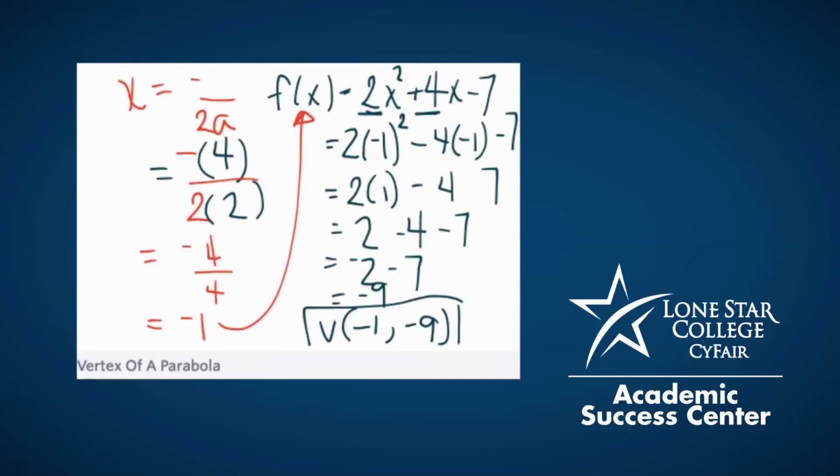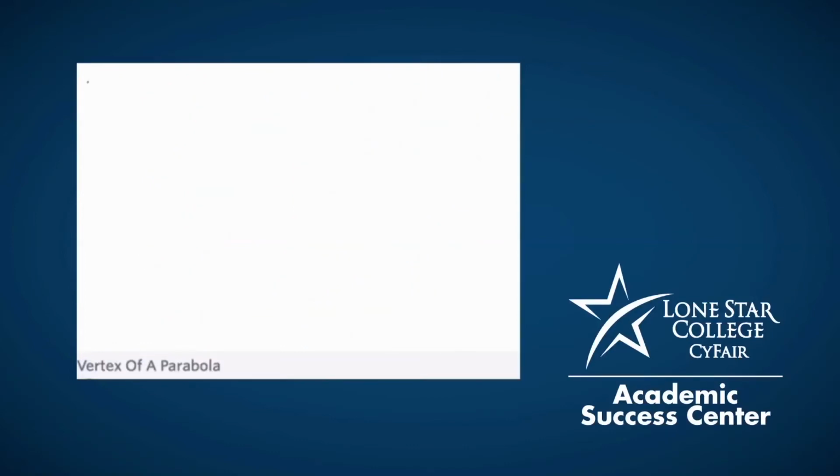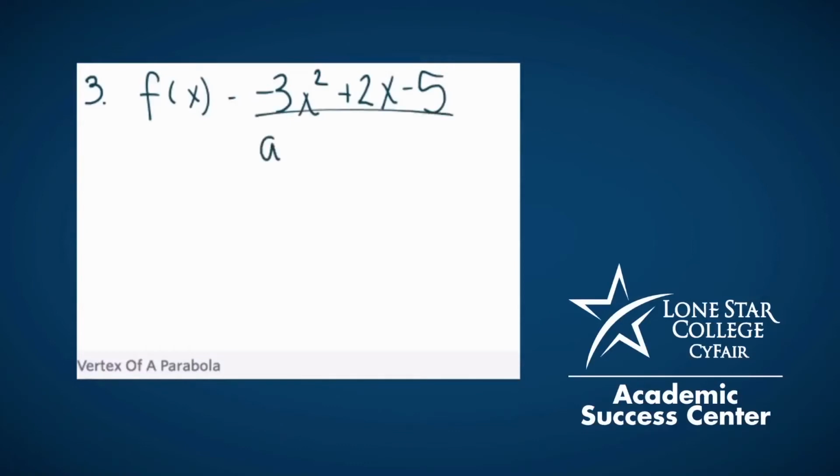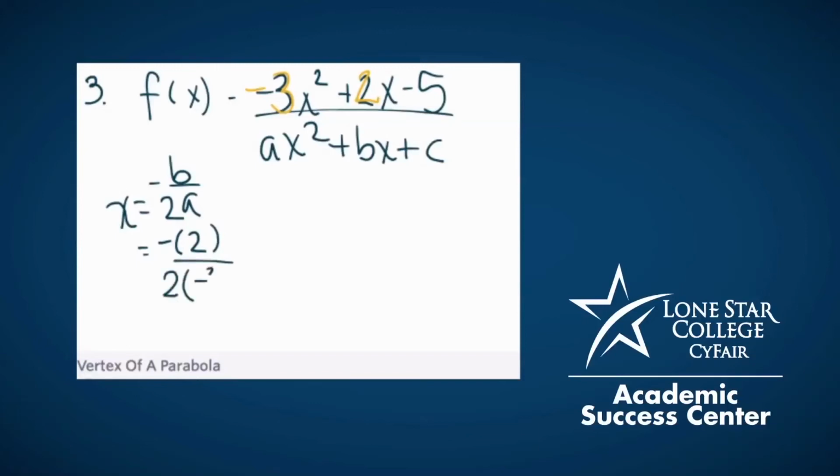Our last example, f of x equals negative 3x squared plus 2x minus 5. Again, it's in the form of ax squared plus bx plus c, so we're going to use x equals negative b over 2a for the x value of the vertex. Plugging in our b and our a, we have negative times 2, which is our b, over 2 times a negative 3, which is our a. So we have a negative 2 over negative 6, which gives us a positive 1/3. So the x value is 1/3.